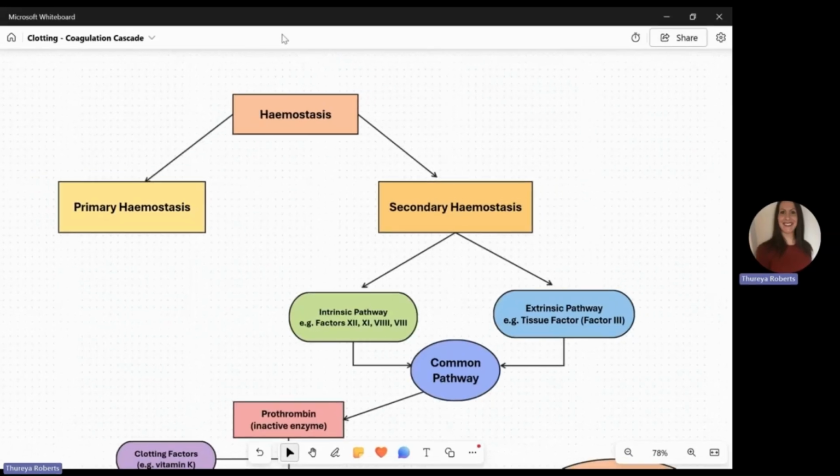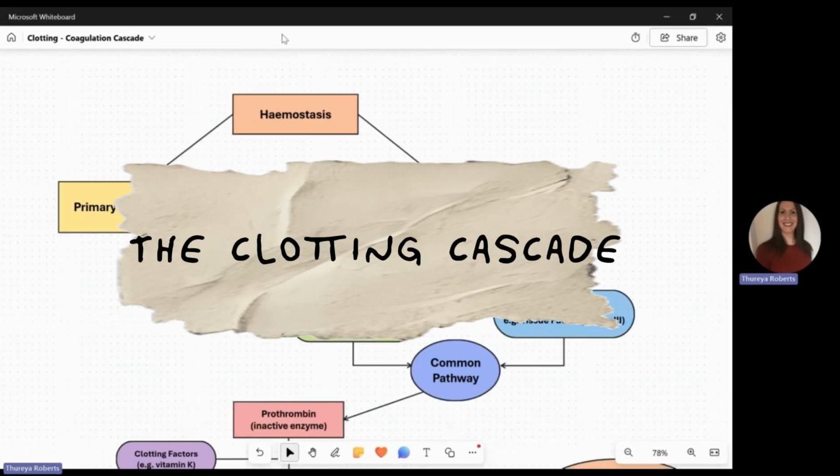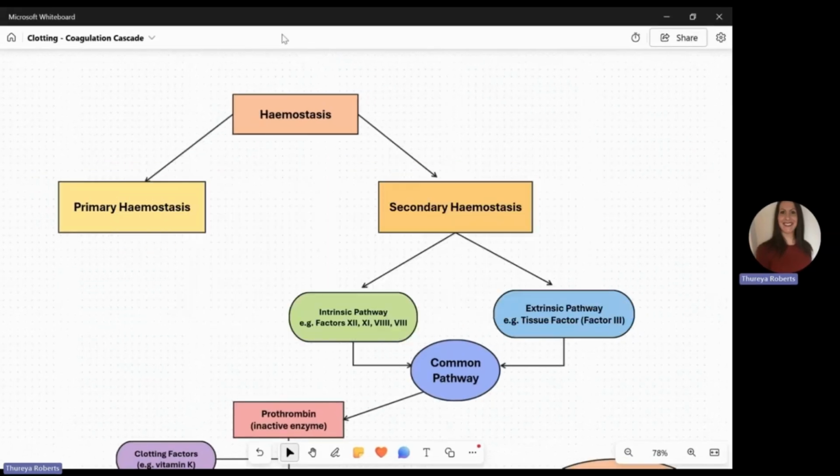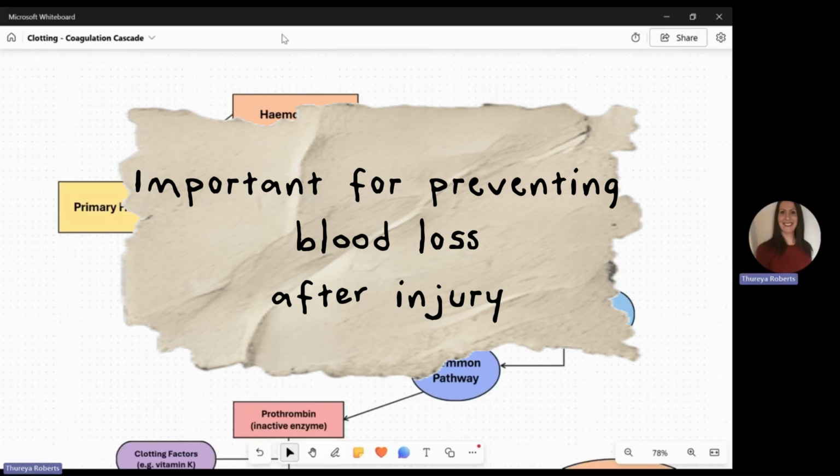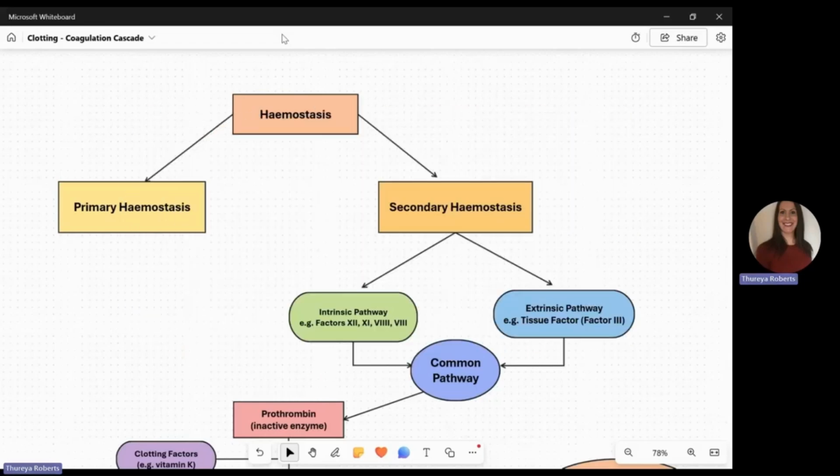We're going to take a closer look at the clotting cascade, also known as the coagulation cascade. This is a critical process in the body that prevents blood loss after an injury. I've created a simplified diagram to provide us with a view of how the cascade works, showing the transformation of key proteins into a stable blood clot.